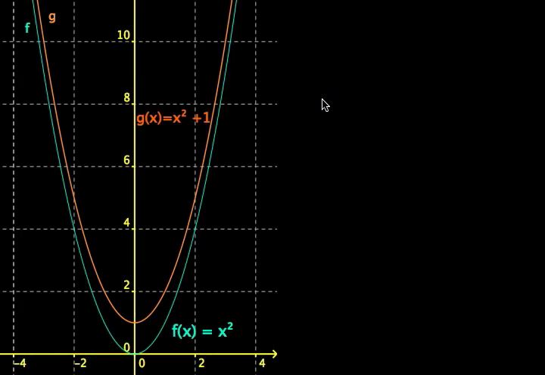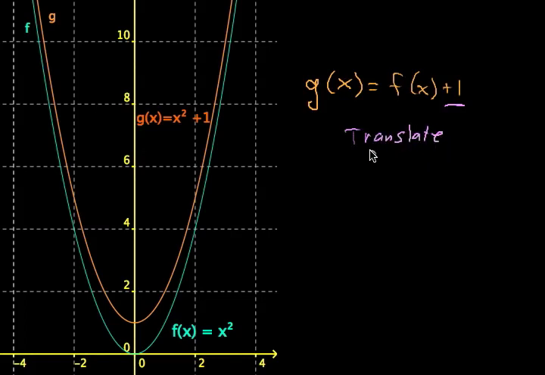So, in summary, when we have a new function, we'll call it the g of x function, and that function was defined as taking another function and simply adding 1 to it, we really are just going to translate the original function upwards 1 unit. So this plus 1 means we translate f of x up 1 unit.